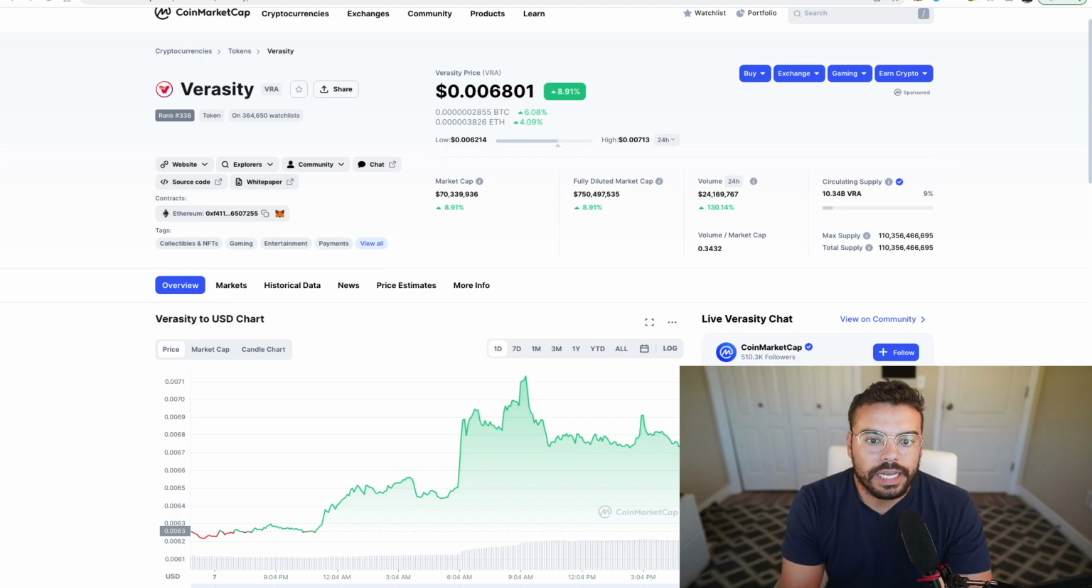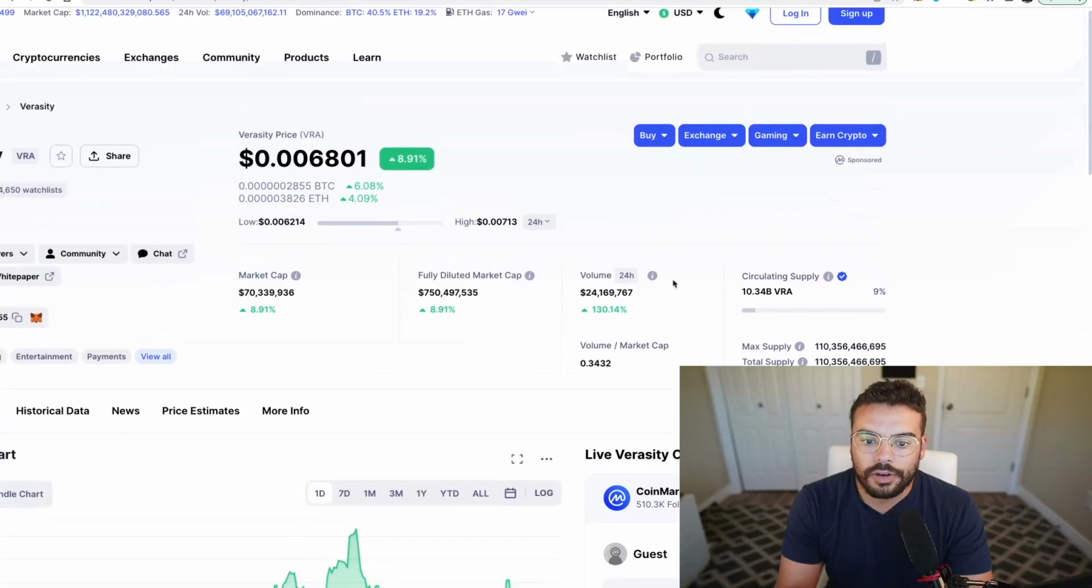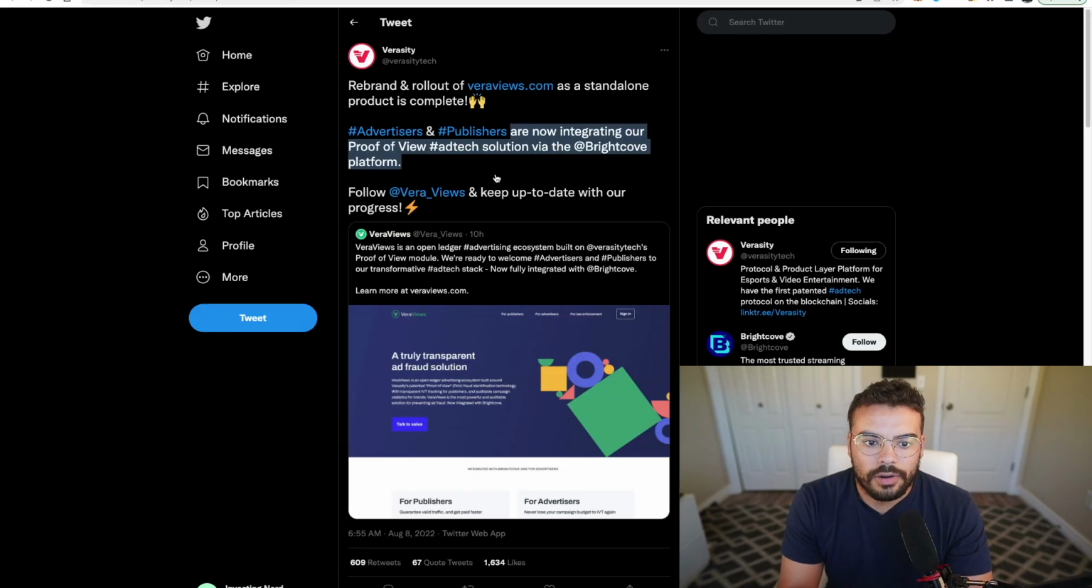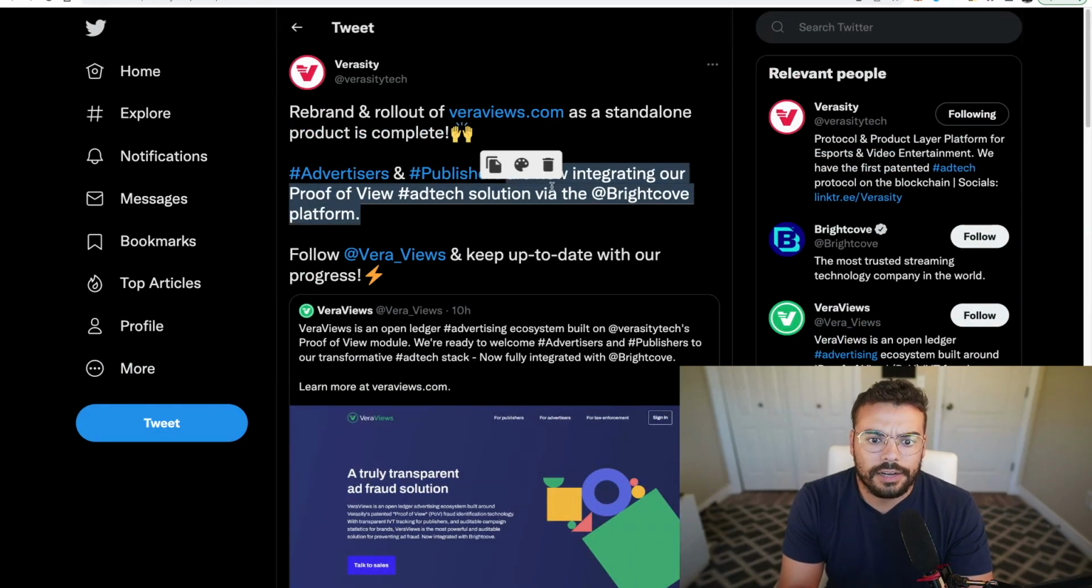So the major announcement that had volume going like crazy. You can see up 130%. We're up almost 9% today on that daily candle. And obviously, the market cap followed suit. But the big update just about 8 hours ago was Verasity finally announced that they are officially integrated into the proof of view ad tech solution via the BrightCove platform, which is one of the biggest enterprise video developers. So they do videos for Disney, a bunch of other groups are on that platform as well.